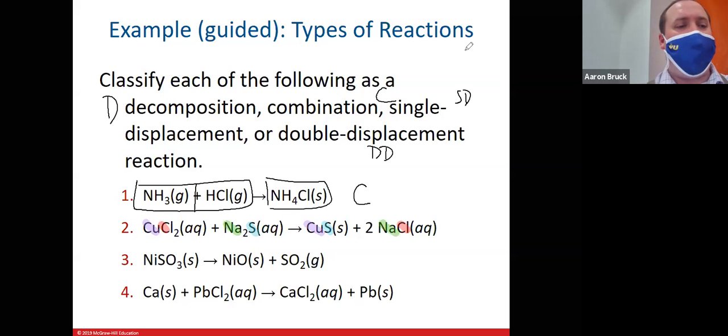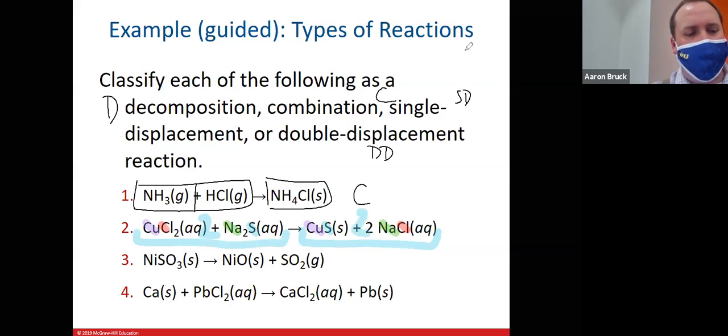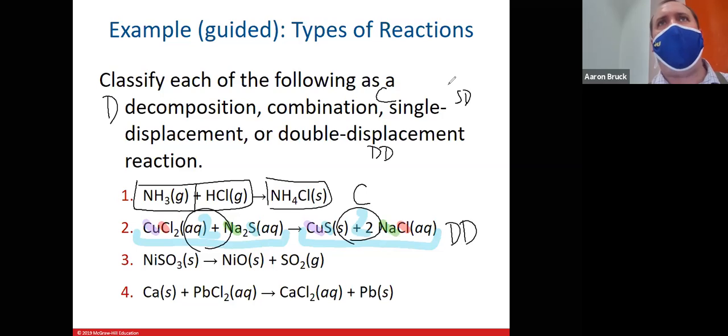Well, I have to evaluate what is on each side of the equation. I have 2 compounds on this side of the equation. I have 2 compounds on this side of the equation. This is double displacement, double replacement. Where does the double come from? The fact that I have 2 compounds on each side.